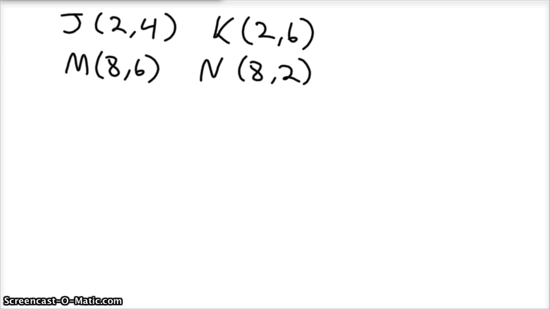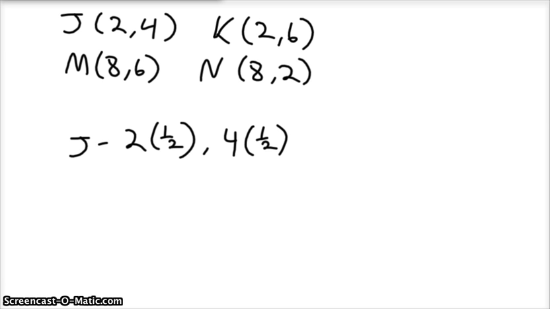So here's the example. Remember, our scale factor is 1/2. We're going to do each coordinate one at a time, starting with J. We're going to do 2 times 1/2, and then we have 4 times 1/2. Easy as pie. So our half would be our new coordinate. You want to do a J with a little apostrophe. That kind of shows that it's similar. So half of 2 is 1, and half of 4 is 2. So that would be our new coordinates for J apostrophe: (1, 2).